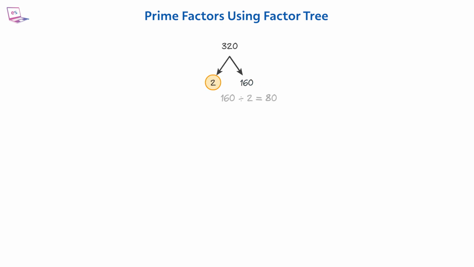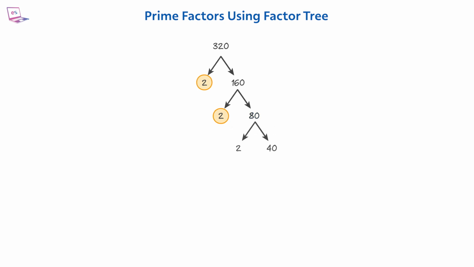160 divided by 2 equals 80. The factors are 2 and 80. Since 2 is a prime number, circle it. 80 is not a prime number, so we have to split that again. 80 divided by 2 equals 40. The factors are 2 and 40. Since 2 is a prime number, circle it. 40 is not a prime number, so we have to split that again.